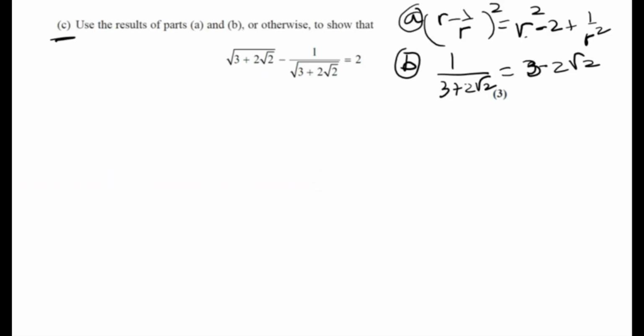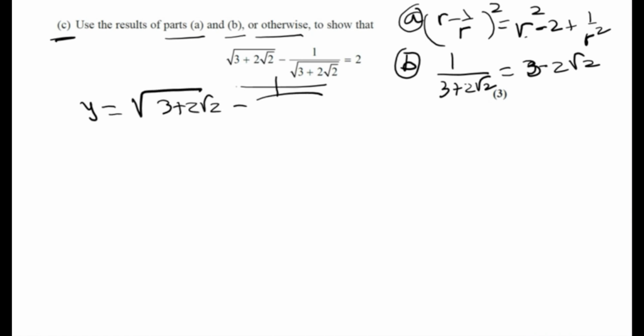Part C, use the result of parts A and B. So I have already written it here. Or otherwise show that this is equal to 2. So I am assuming this question is y. So y is equal to square root of 3 plus 2 root 2 minus 1 over square root of 3 plus 2 root 2. Now I have to use this result. So I am squaring both sides. So y squared is equal to, this is my r. So what is the expansion? So r squared.